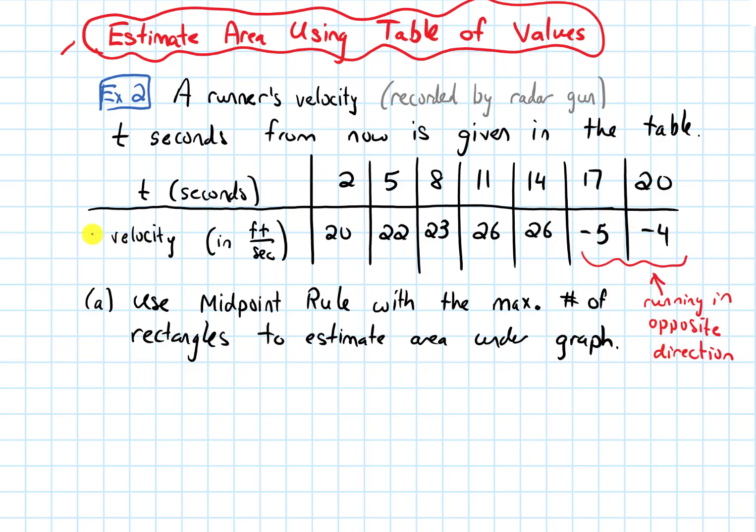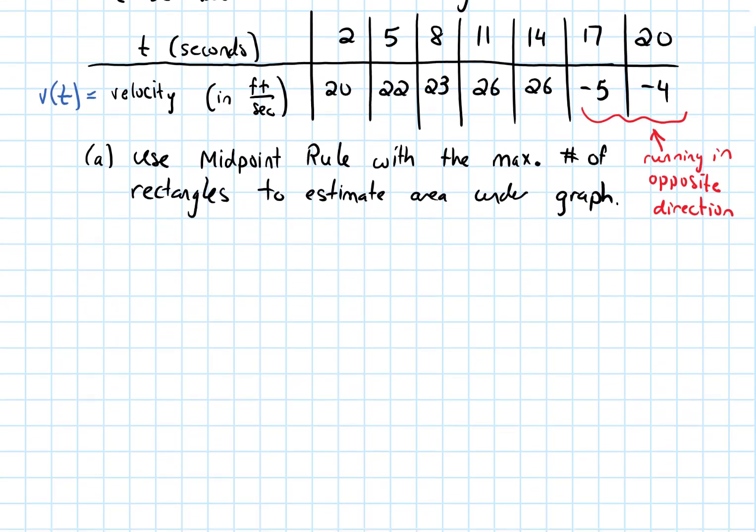Okay, so notationally, remember velocity, we sometimes write this as v of t. Okay, so in part A, it asks us to use the midpoint rule with the maximum number of rectangles to estimate the area under a graph. So let's begin by drawing a picture.